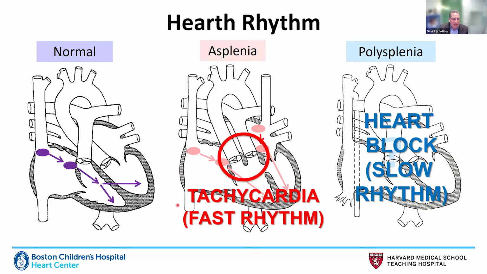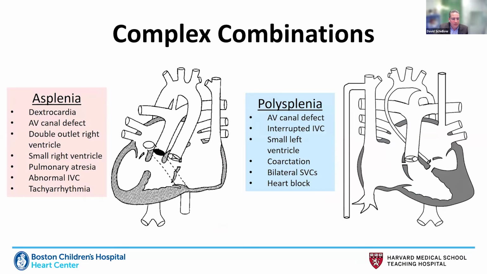And the result here is that there can be tachycardia in asplenia, where the heart rhythm just goes round and around, this duplication of the heart rhythm system. And in polysplenia, there can be what's called heart block, or a slow rhythm, which could eventually require a pacemaker, sometimes as early as the newborn period.